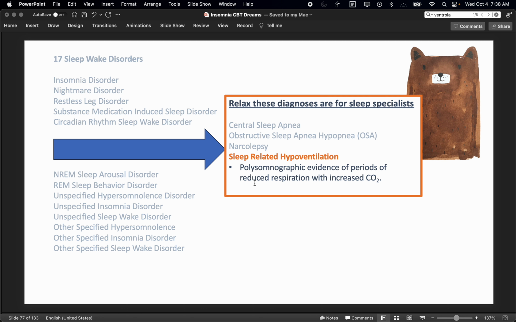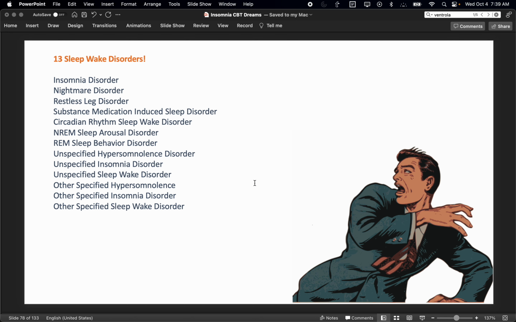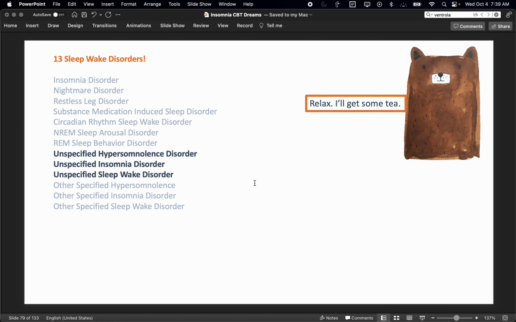Sleep-related hypoventilation. This is where you get polysomnographic evidence of periods of reduced respirations with increased CO2, but it's not due to apneas. So now we're down to 13.